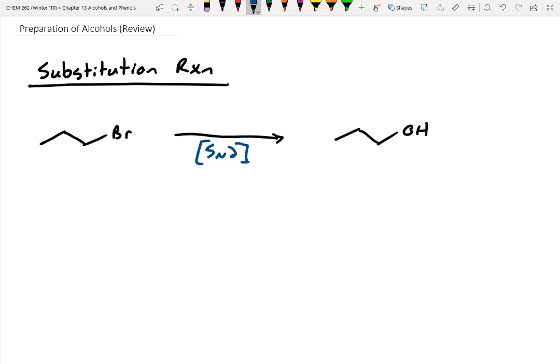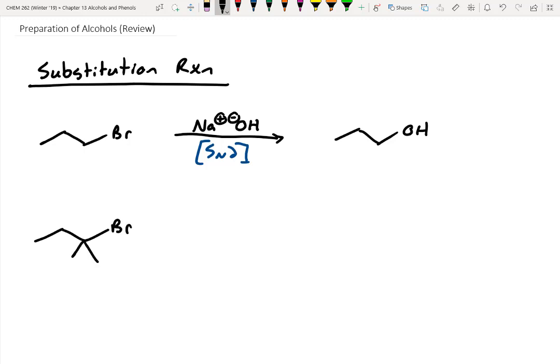And SN2 reactions, we know we need a strong nucleophile. So a strong nucleophile should have a negative charge, right? So if we try to pick a reagent that has a negative charge, we probably want one with the hydroxide anion. So the simplest option here would just be get some sodium hydroxide off the shelf of your lab and then do an SN2 reaction. All right.